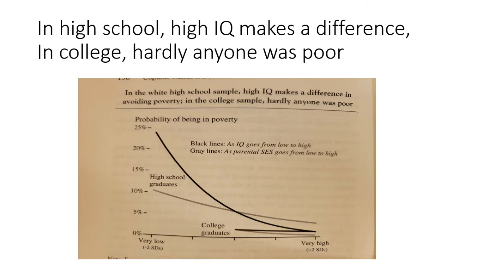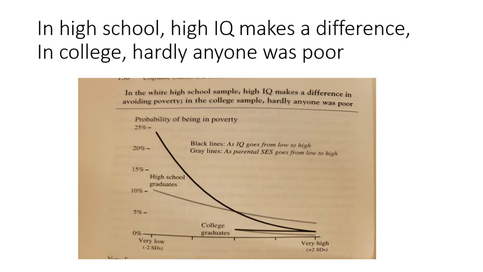And I made this one bigger for you guys. I should have done it for the other one. But if you can see here, in high school, high IQ makes a difference. College, hardly anybody was poor. And you have two groups of lines here, one for the high school grads, one for the college grads. Same kind of rules apply for this graph as it did the last one. So it's comparing SES and IQ between college grads and high school grads.